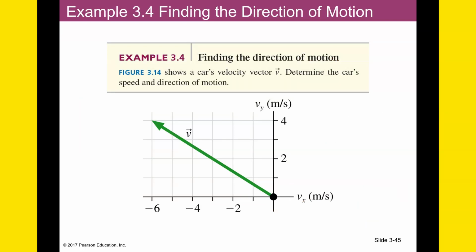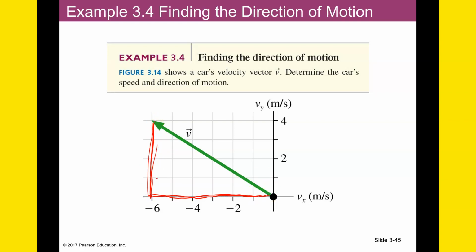Example 3.4. Figure 3.14 shows a car's velocity vector, v. Determine the car's speed and direction of motion. The speed would be the length of this vector. That's the magnitude of the velocity. It's the length of that vector. So what I'm going to do is figure out the components. It's like finding the length of a line segment, right? Kind of like using the distance formula, which is based on the Pythagorean theorem.